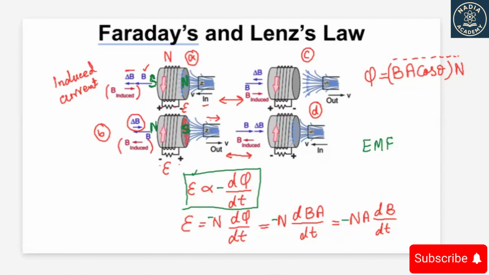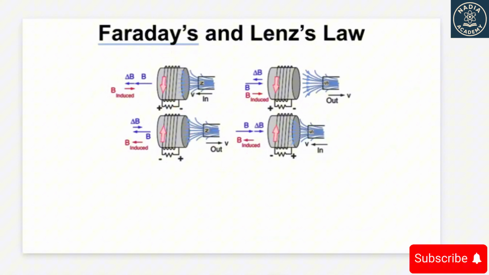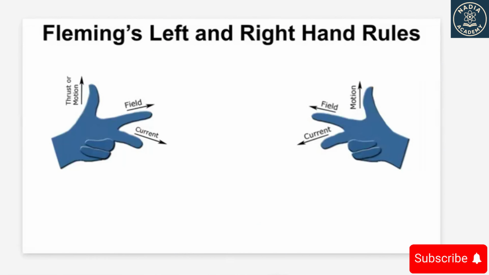But in this case, to find the direction of the induced current, we can use the right-hand rule. These rules were explained by Fleming. So we have both left and right hand rules. Remember that the left hand rule is to find the direction of the force on a conductor.